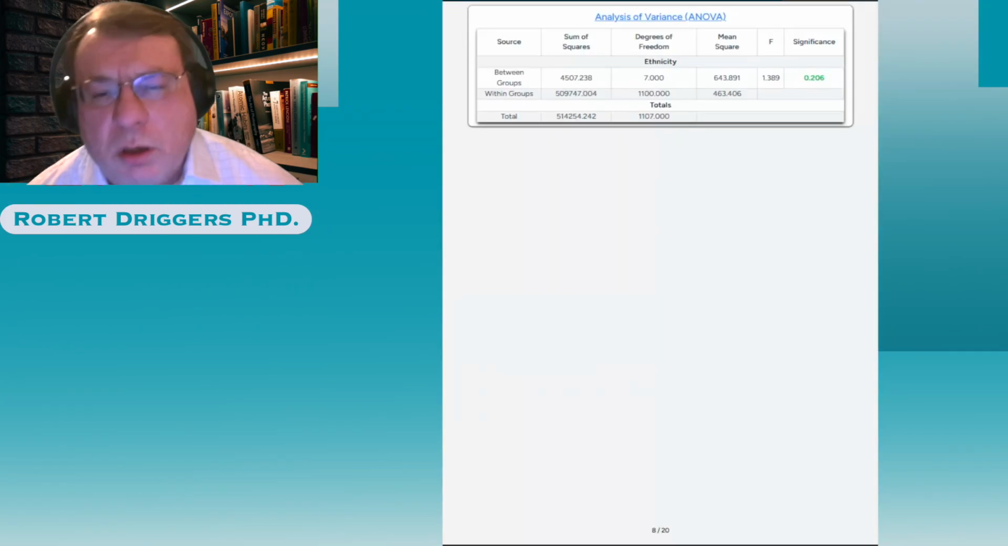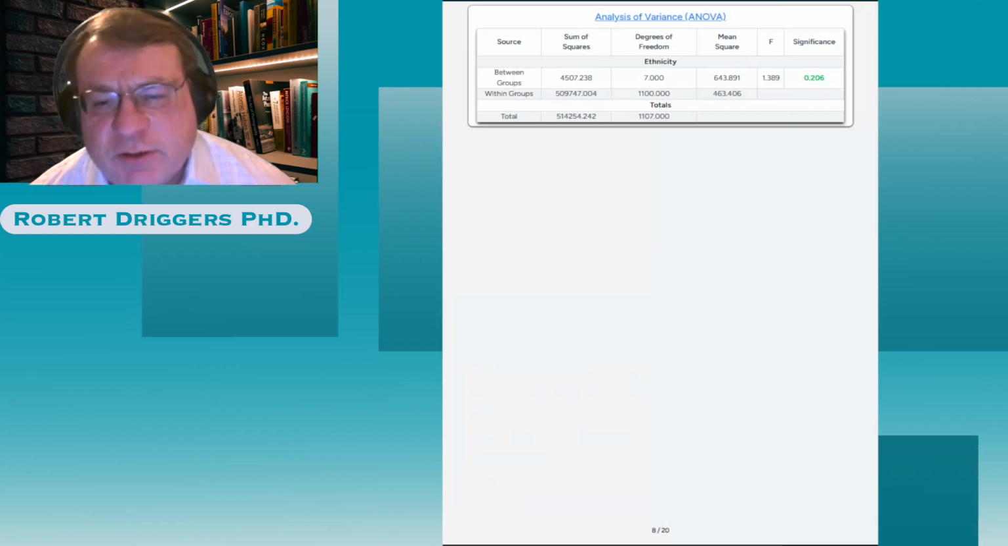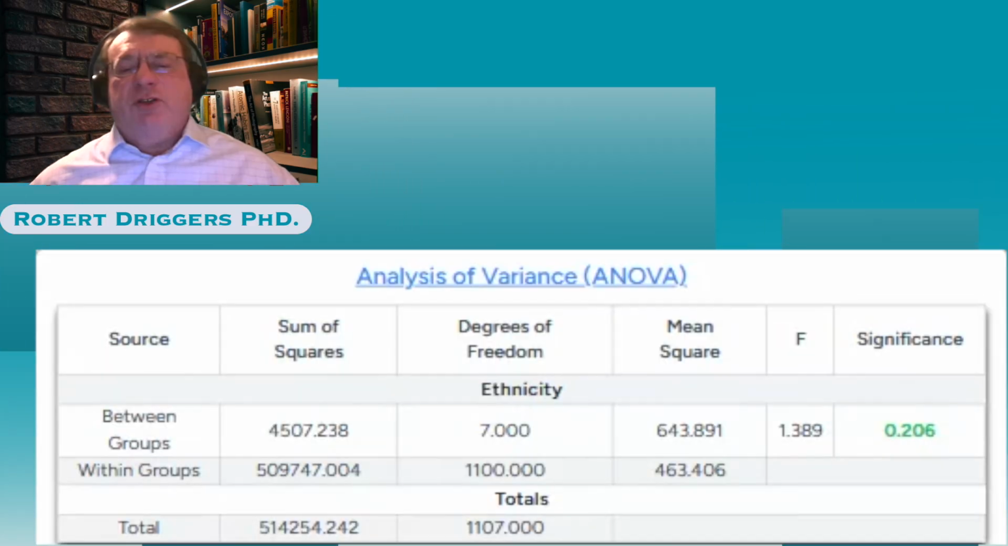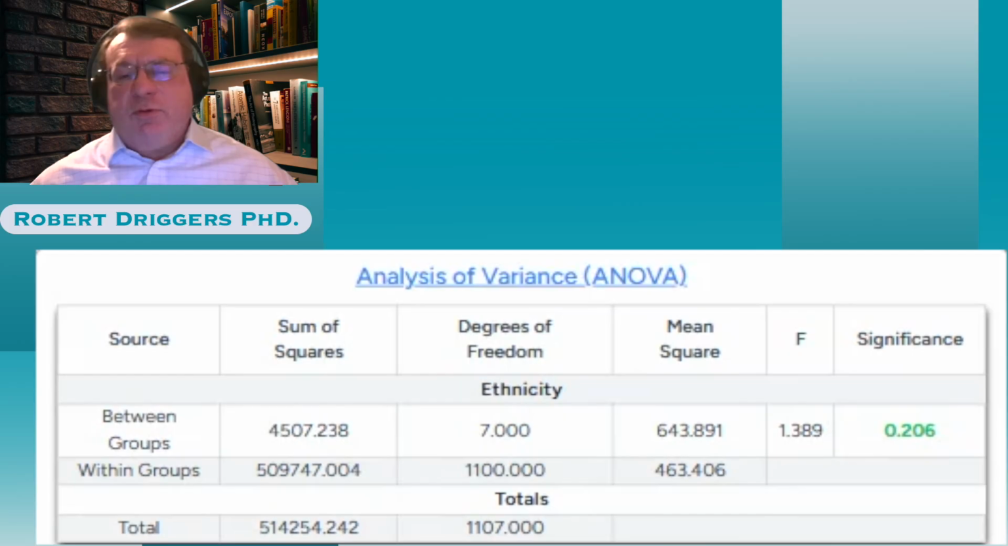This part of the report is what we refer to as an analysis of variance or ANOVA. The ANOVA should only be applied when there are three groups or more.